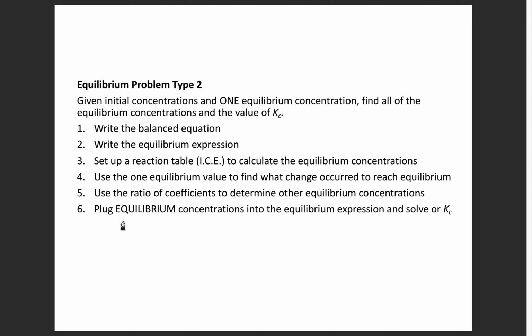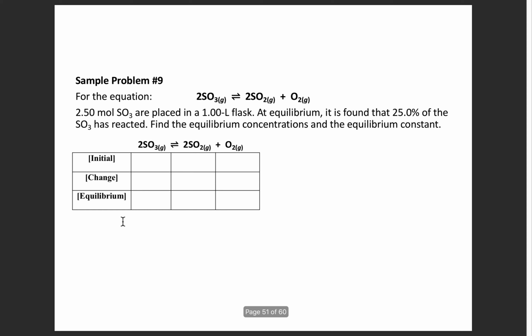All right, so let's take a look at what we can use this method to solve for. Here's a reaction. We have sulfur trioxide decomposing into sulfur dioxide and oxygen gas. We're given 2.5 moles of sulfur trioxide placed in a 1 liter flask. The nice thing about this being a 1 liter flask is that 2.5 divided by 1 is just 2.5, so you can just assume this is concentration, moles per liter, because it's a 1 liter flask.